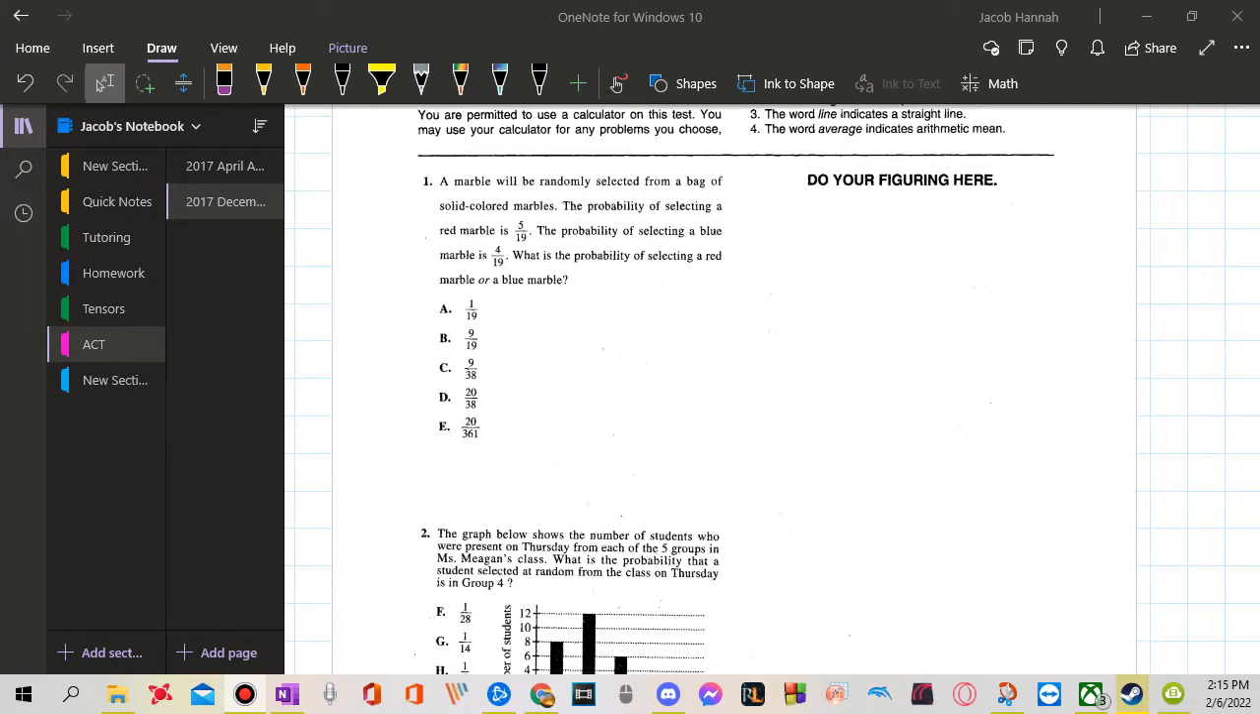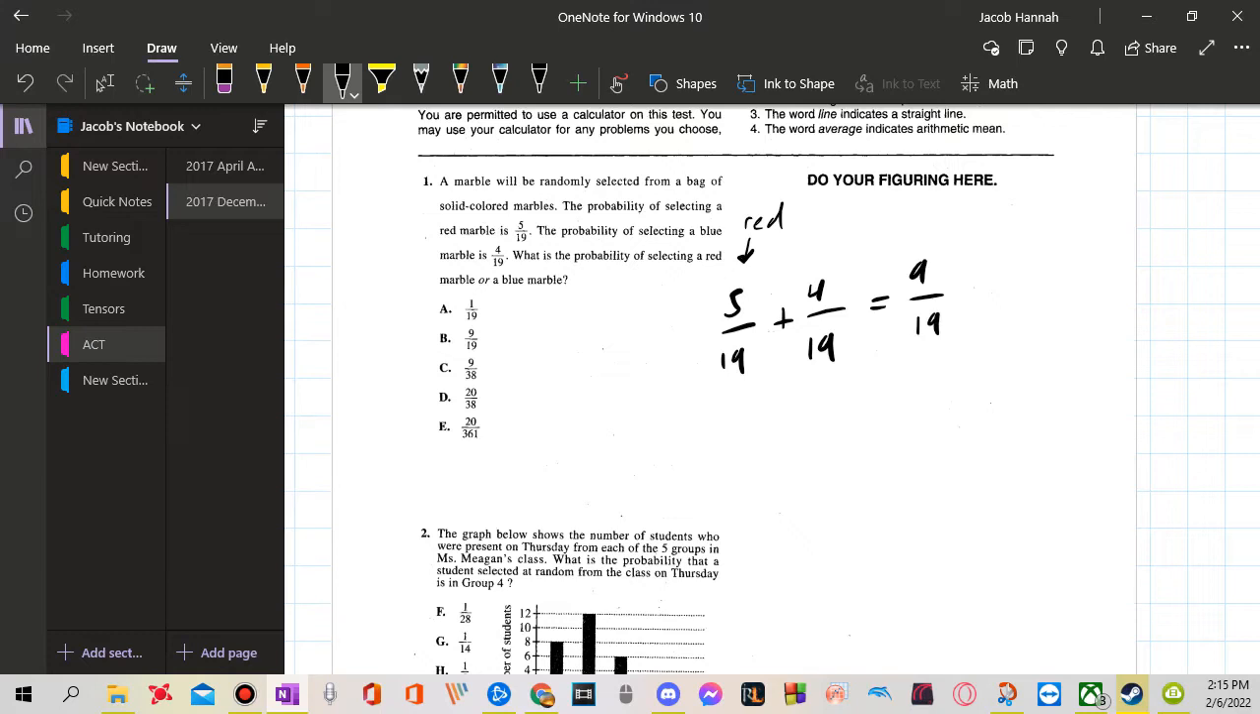So let's say there's 5 red marbles and 4 blue marbles. The probability of selecting either a red or blue marble is going to be the sum of the two probabilities. Let me write this out. This is for the red. You won't have time to do this on the actual test, but this is the process. This is adding fractions. If the denominator is the same, you can just add them right away.